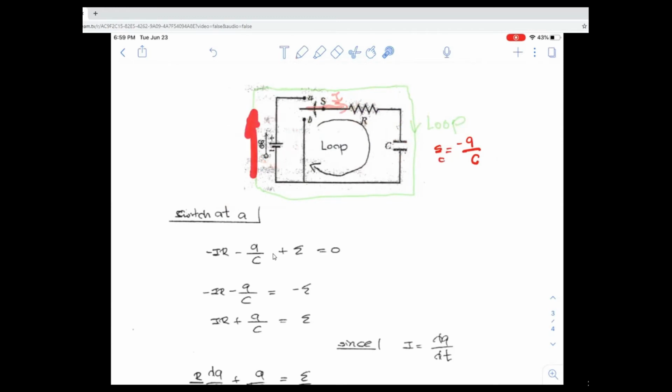The loop is moving in this direction, so there's going to be a voltage gain there. All right, so we write up the Kirchhoff's equation. This is the loop rule. The starting point is going to be right here.